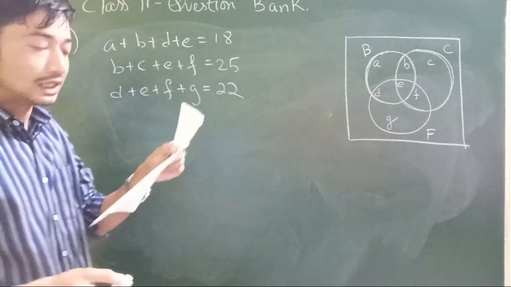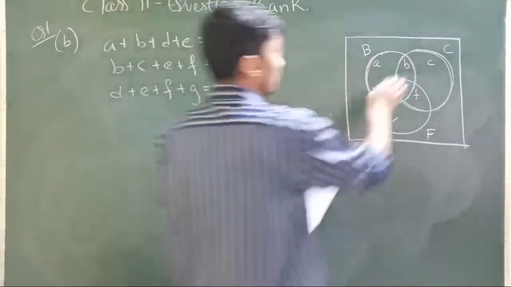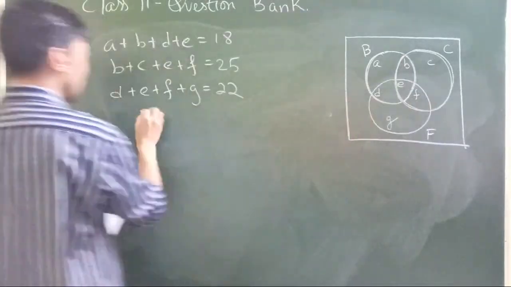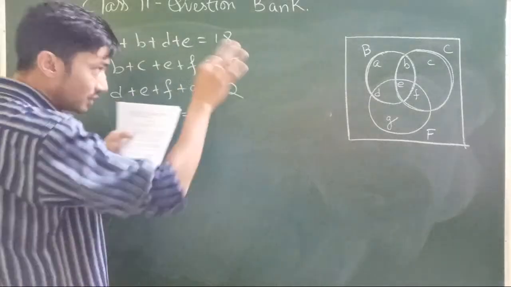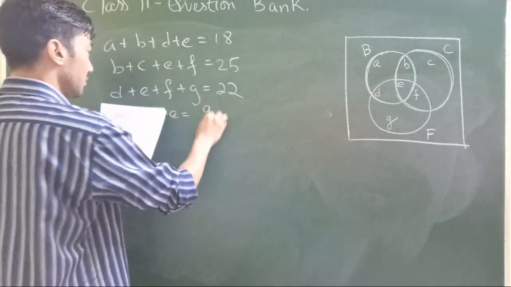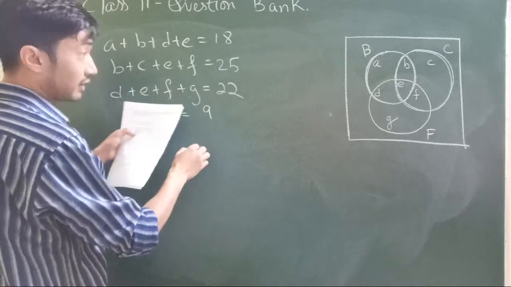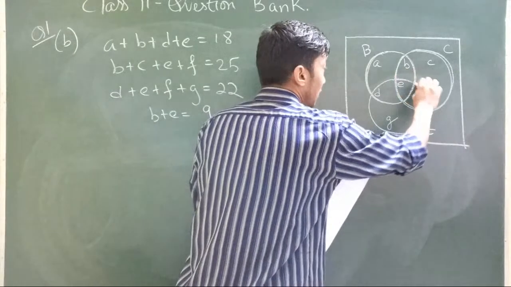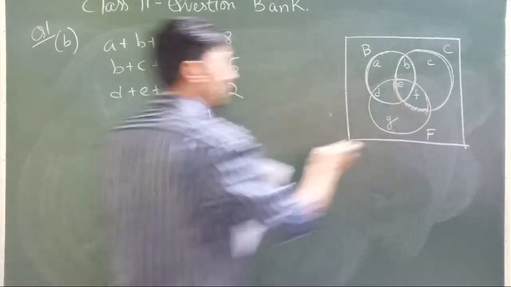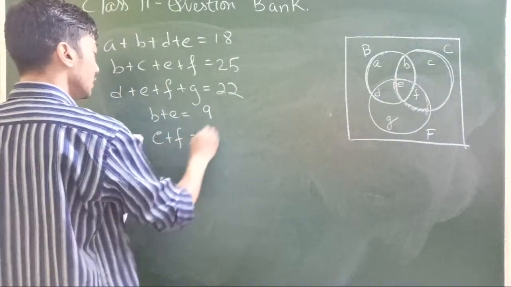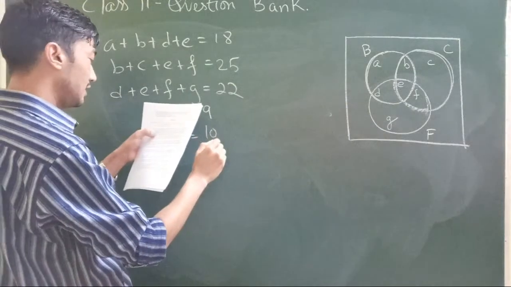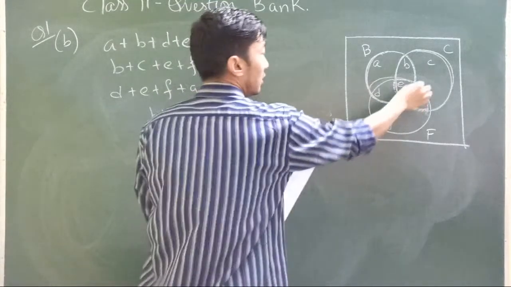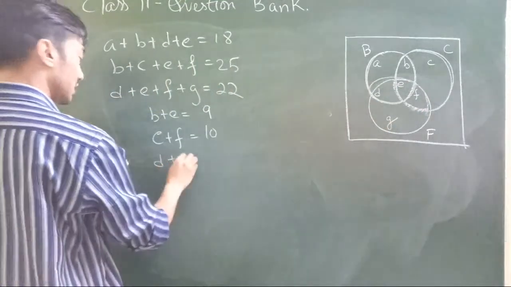Then 9 play basketball and cricket, that is B and E. That is just about visualizing it. Then 10 play cricket and football, that is E and F. Then 8 play football and basketball, so that is D plus E.